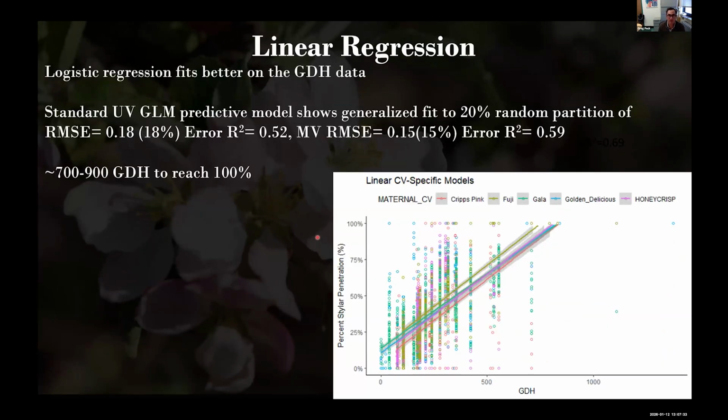Some of the models we came up with through this SCRI project include a linear regression model, a simple growing degree hours by percent styler penetration, for each of the varieties. What's important here is to look at where we are for growing degree hours on the x-axis. For a lot of these, we're between 700 and 900 growing degree hours to reach fertilization, to reach the styler penetration, as Brent was calling it.